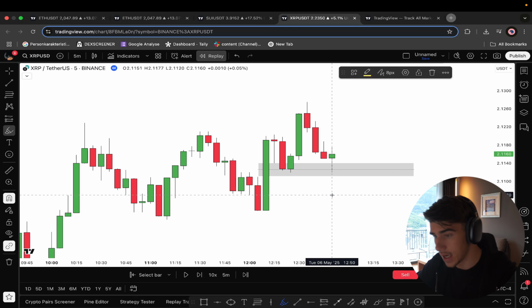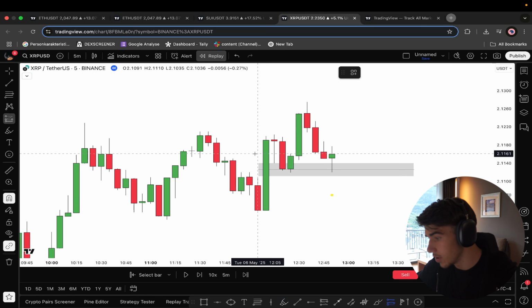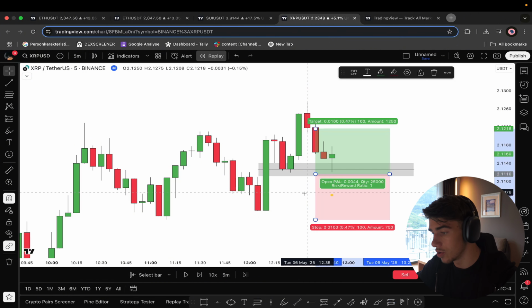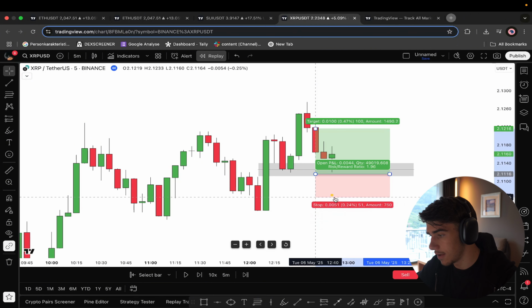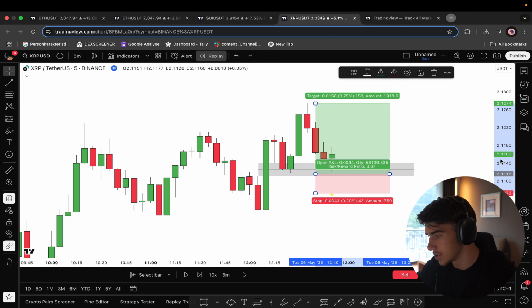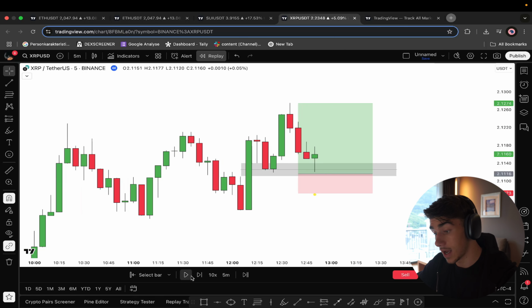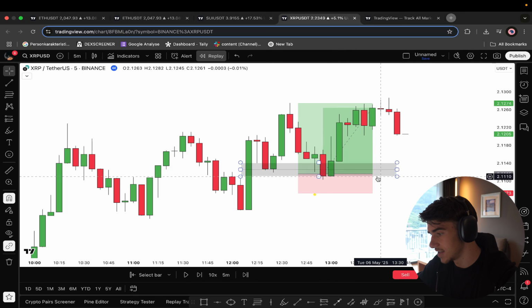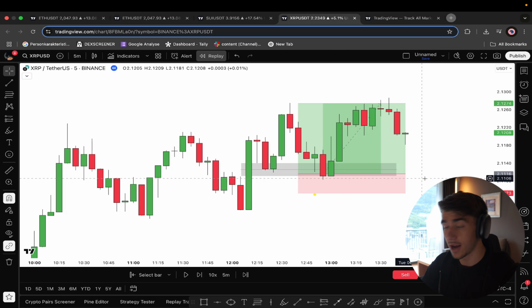Now, of course, this one has not, even though it's very close, there's still inefficiency left. So what I'm going to do is buy that low. I'm going to keep a fairly tight stop loss, and my take profit is going to go straight to the high. So let's play it out and see exactly what happens. And as you can see, just like the other examples, it played out perfectly.